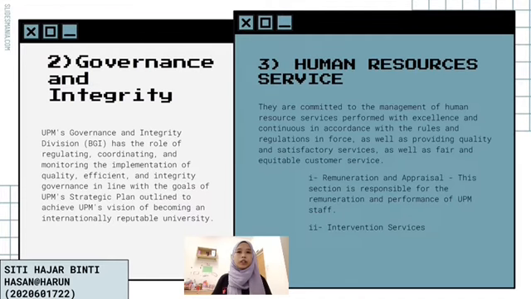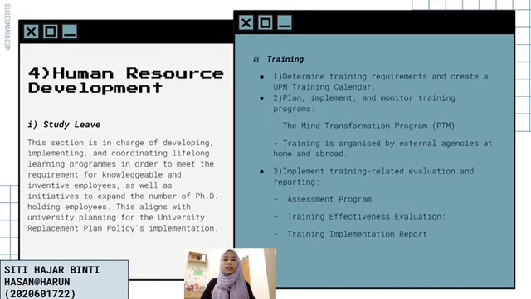Third, Human Resource Service. They are committed to the management of human resource service, perform with excellence, and continue in accordance with the rules and regulations in force, as well as providing quality and satisfactory service and equitable customer service. First, remuneration and appraisal. This section is responsible for the remuneration and performance of UPM staff. And second, intervention service.